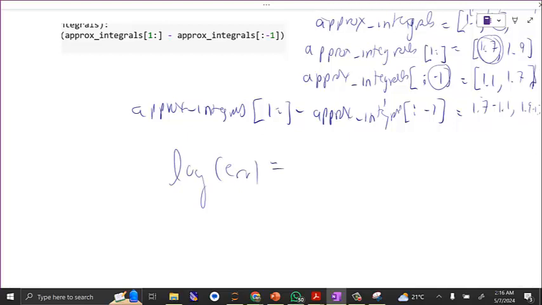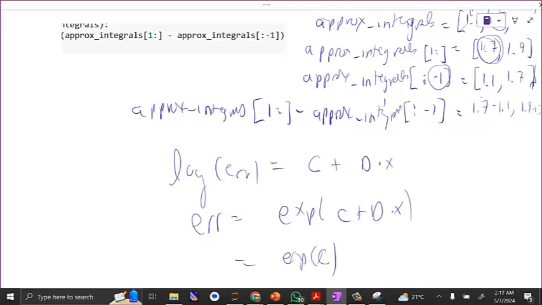Since it's a linear relationship, it's c plus, well, let's say d times x. Right? And if we take the exponential of both sides, the error is equal to the exponential of c plus d times x, which is equal to e to the c times e to the dx. Now e to the c is just another constant, so it's equal to k times e to the dx. All right? So the dependence of the error is exponential this time, not linear.